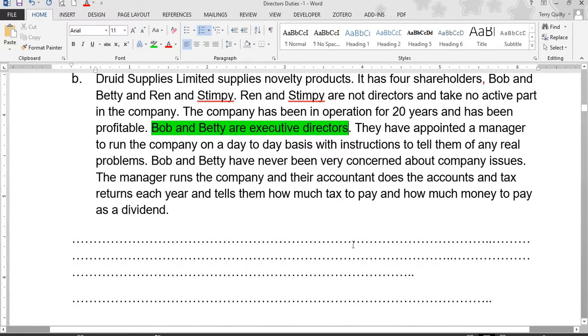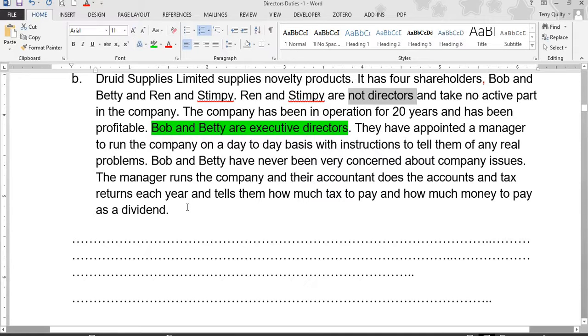So if you work through here, we have Bob and Betty down as executive directors, so clearly they are directors. Are Ren and Stimpy directors? Now we know they're not directors in terms of being mentioned in the company's office as directors, and they take no part in the company. So therefore we can assume that they are not. They are simply shareholders. And what about the manager to run the company on a day-to-day basis, to tell them what's happening, any real problems?